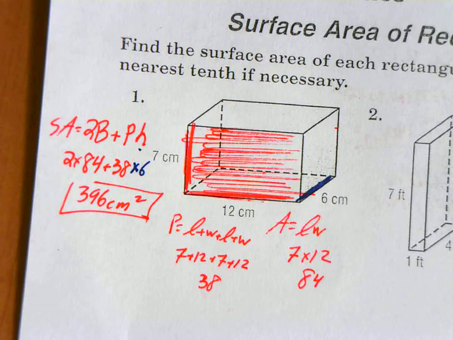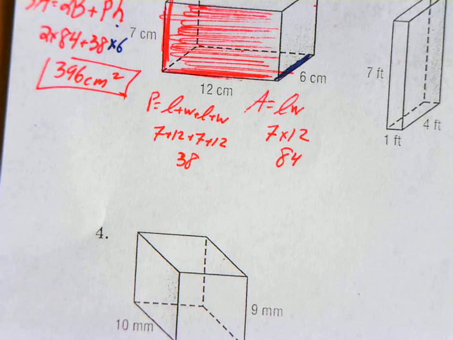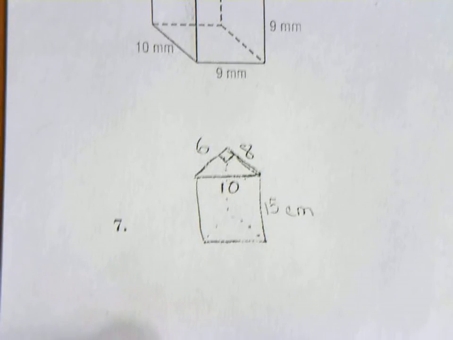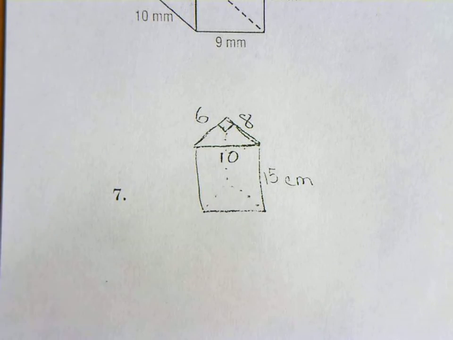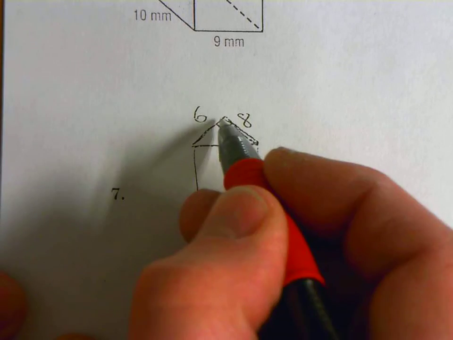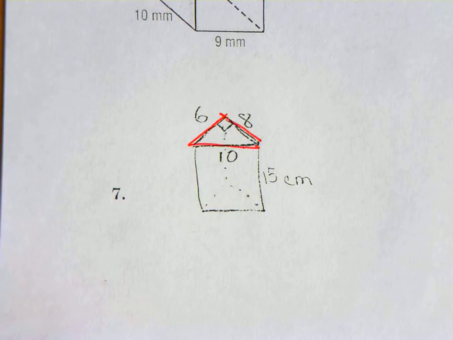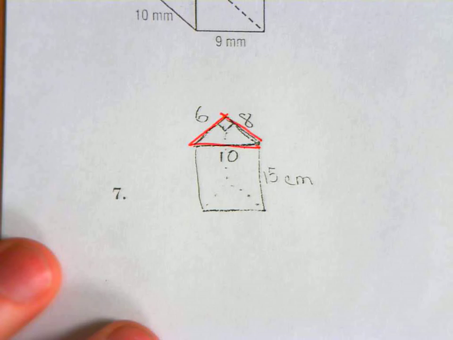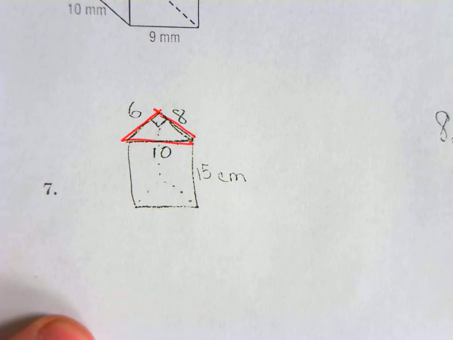From there, again, going to scroll down ever so slightly. I'm going to go to number 7. It didn't quite copy very well. However, when you're looking at it, what is the general shape of number 7? A triangle. Outline the triangle. Is there a triangle on top and bottom? Yes. That makes it a prism. Thus, we are able to use our formula.